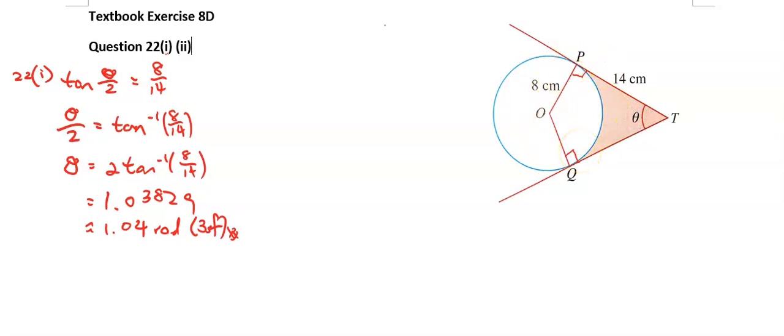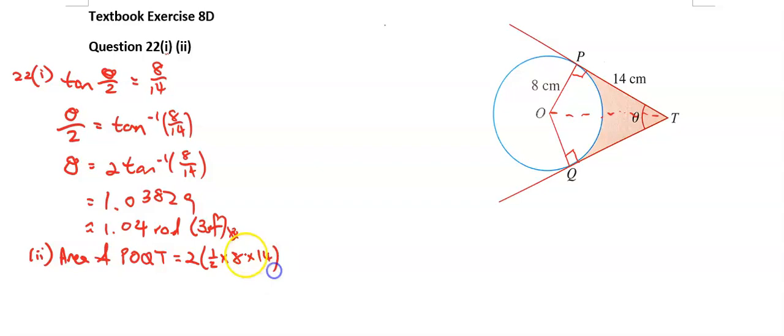Alright, in order to find the area of the quadrilateral, it's actually a kite. So the area of POQT, the quadrilateral, we can use 2 times the triangle I drew just now. So half times 14 times 8 gives us one triangle, so we multiply by 2. The area of 2 triangles, so 2 times half times 8 times 14, and the area is 112 cm squared.